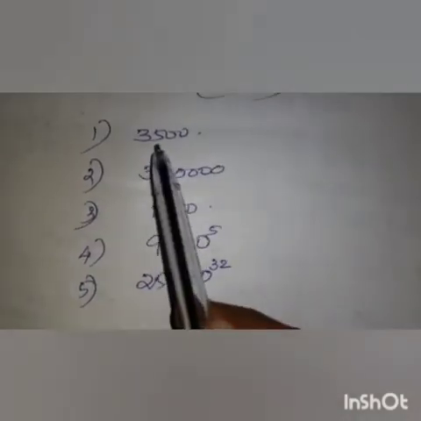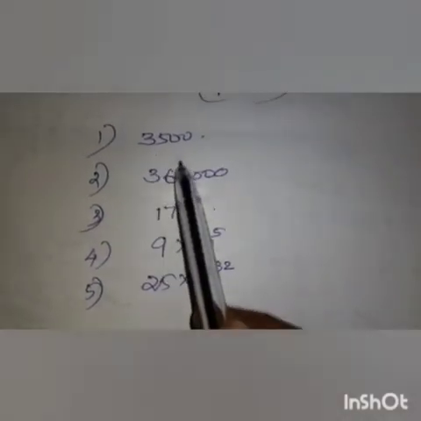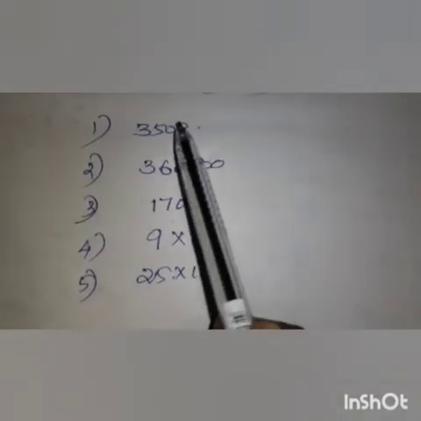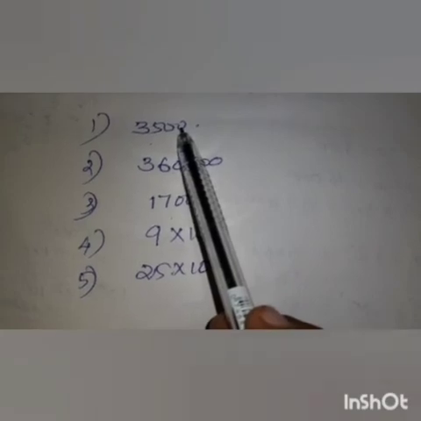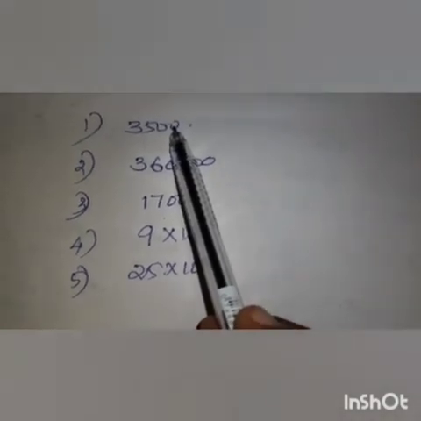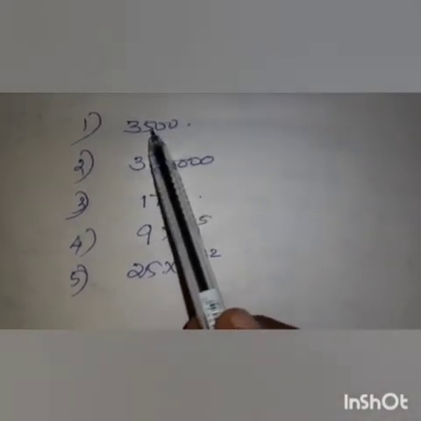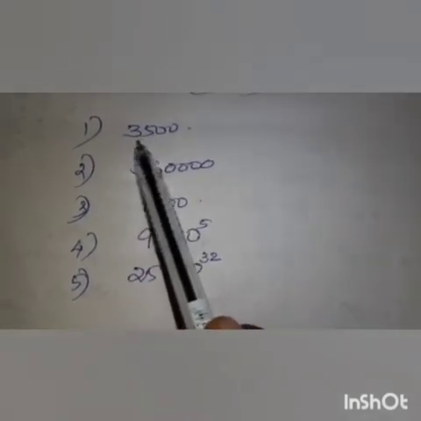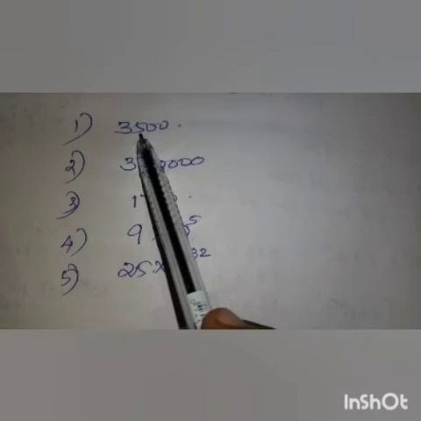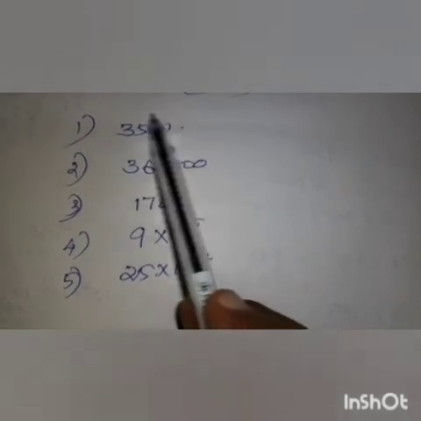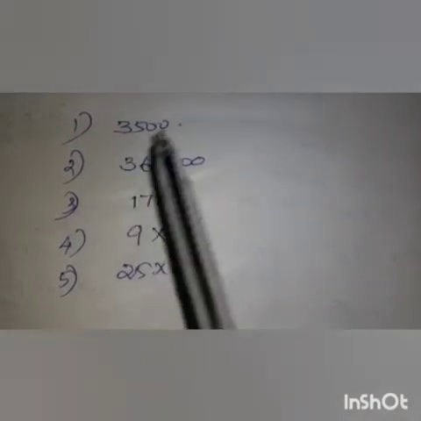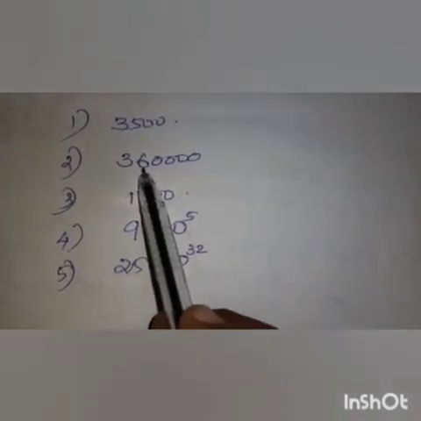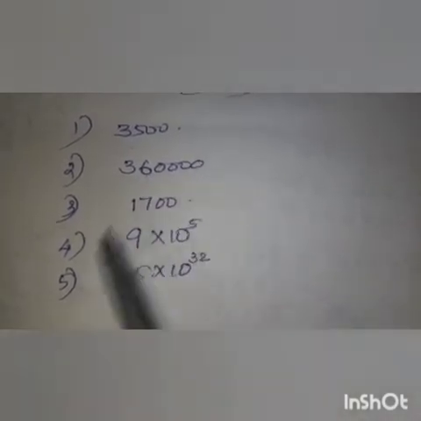So do it as homework. Find out whether these numbers are perfect squares or not. Remember, the number of zeros should be even. We can say there is a possibility of a perfect square, but you have to check the numbers also. The numbers should also be perfect squares. Then only the total number will be a perfect square. Here the number of zeros is even, and 36 is the square of 6, so that is a perfect square.